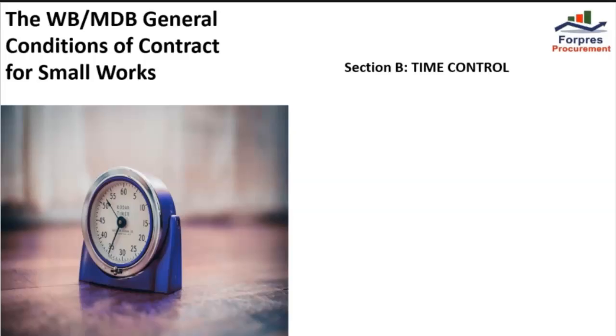The title of this lesson is Sections of the General Conditions of Contract for Small Works. In part 1, we talked about section A, General Provisions section of the General Conditions of Contract for Small Works. In this session, we are going to discuss section B, which is about time control, section C, which talks about quality control, section D, which is about cost control, and finally section E, which is finishing the contracts.